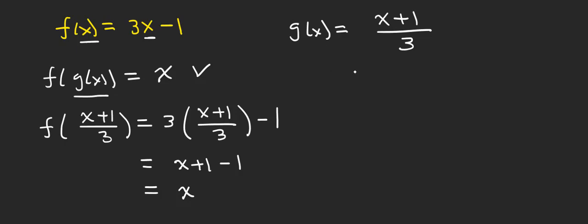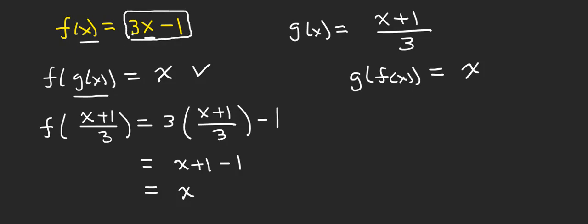Now for our second part, we need to show g of f of x is equal to x. So what is our f of x? Our f of x now is 3x minus 1. So I'm going to put g of 3x minus 1, and show that it will equal x.